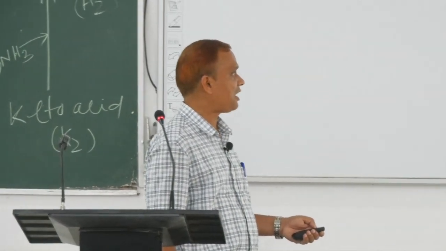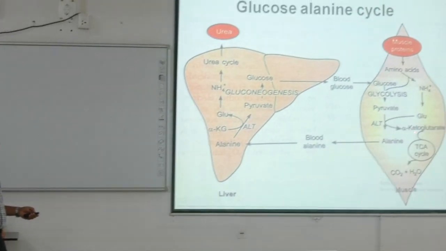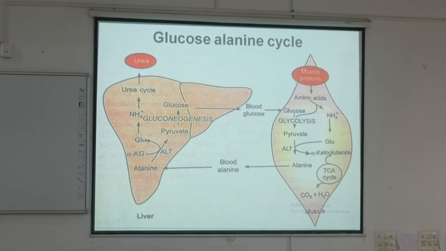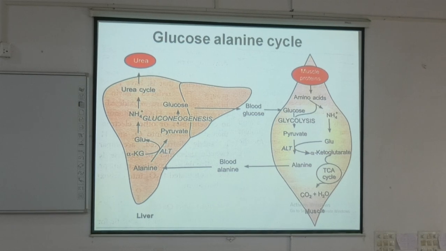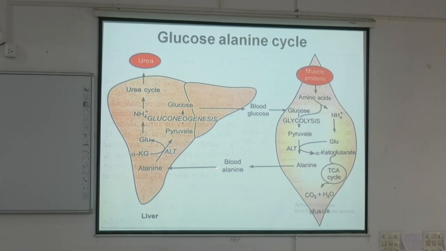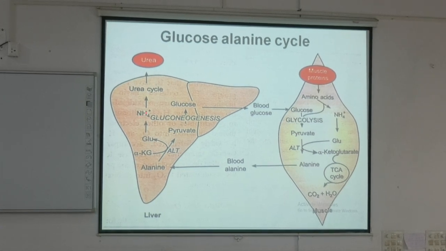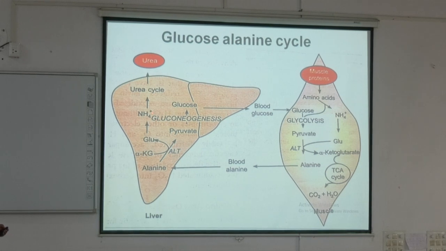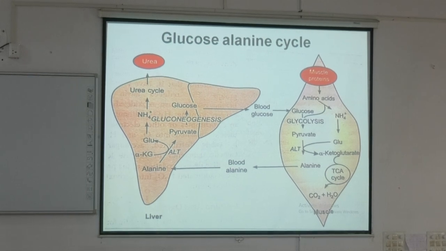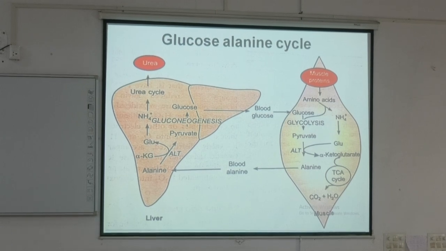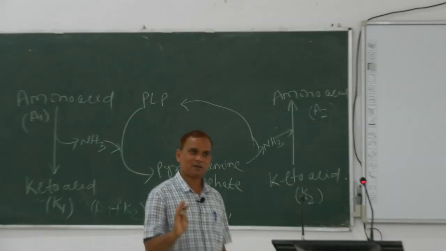This is also the same reaction: alanine and alpha-ketoglutarate give glutamate and pyruvate. Again by alanine transaminase, we got glutamate. From glutamate, we get ammonia, and that ammonia will be utilized for the urea cycle. Understood?